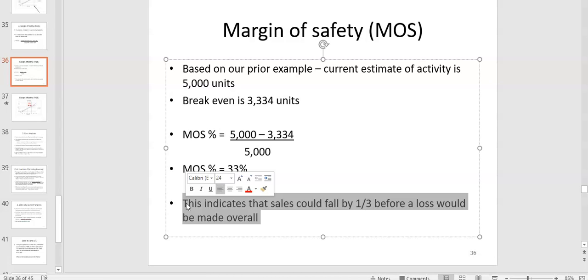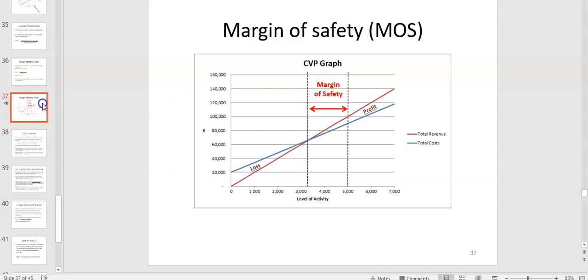If that's very low. Now, these are all relative. There's no benchmark to say low is 10%. But certainly when you're in single digits, you're quite tight there, and any decline in sales at all could wipe out your profitability. So visually, how would that look?